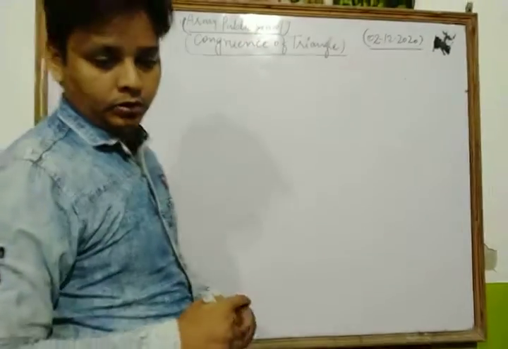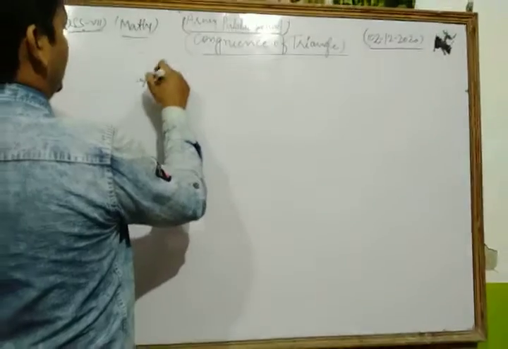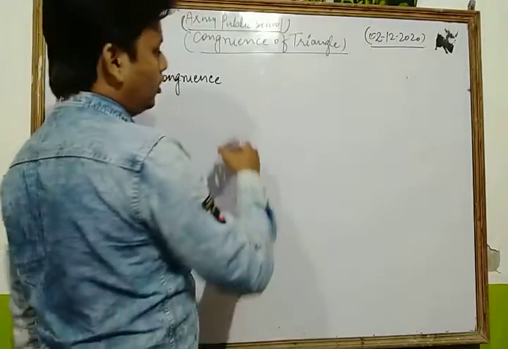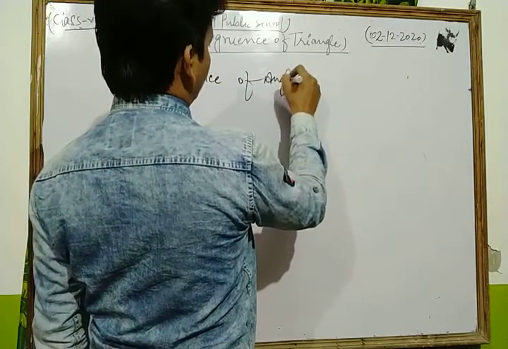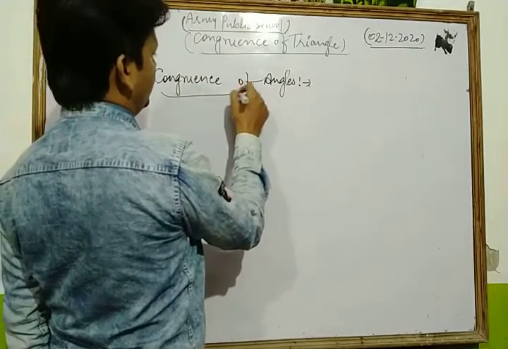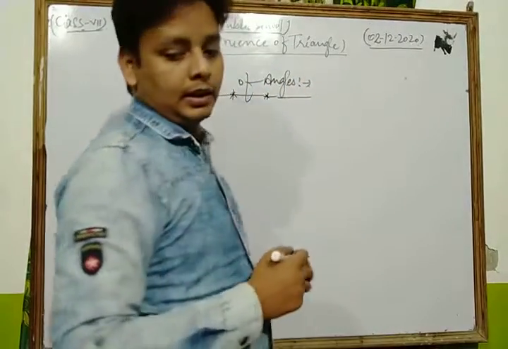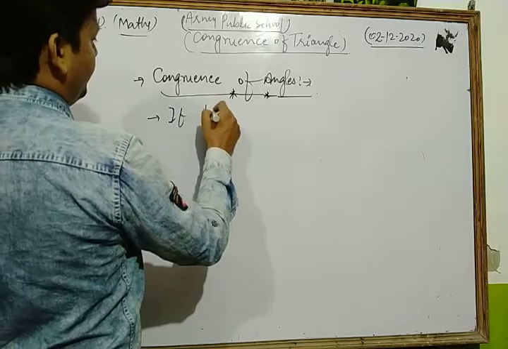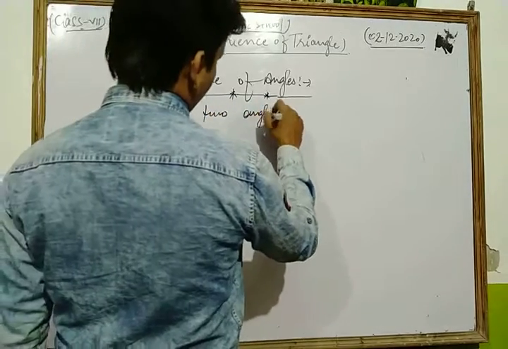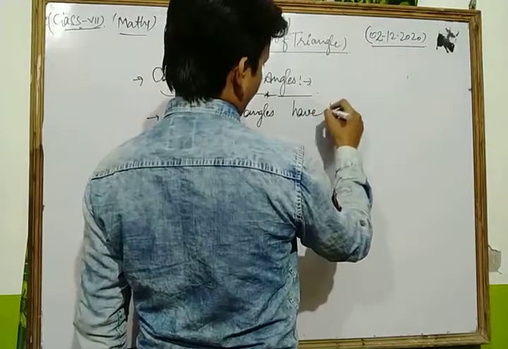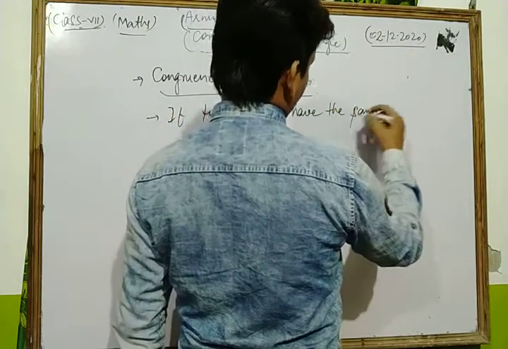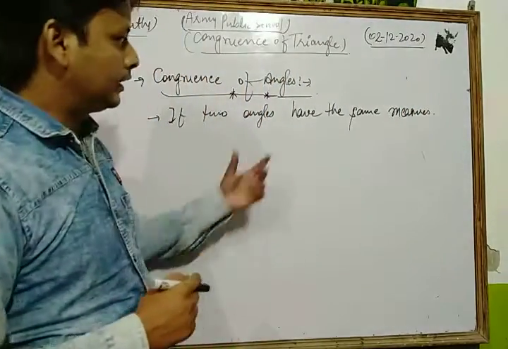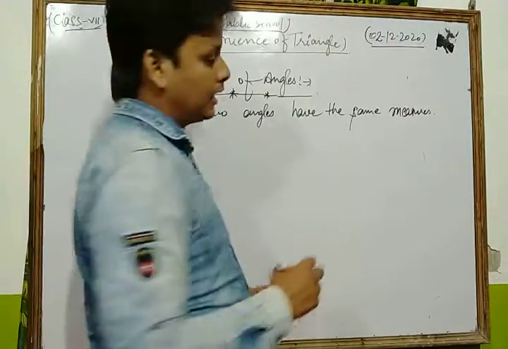Now we are going to discuss congruence of angles. Dear student, if two angles have the same measure, they are congruent.